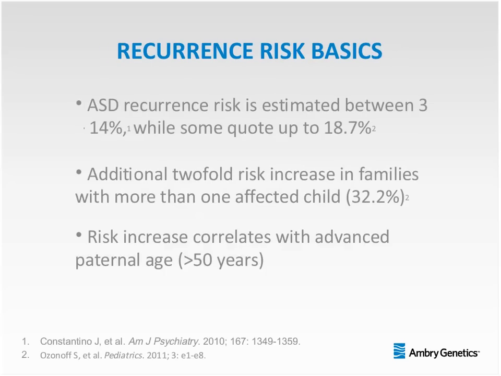Well, here are the basic facts. ASD recurrence risk has been estimated to be between 3 and 14%. However, some authors have quoted a risk as high as 18.7% when you have only one affected person in a group of children, in your own children, I should say. There is an additional twofold risk increase whenever you have more than one affected child. So once you've had a second affected child, your risk goes up to 32.2% approximately.